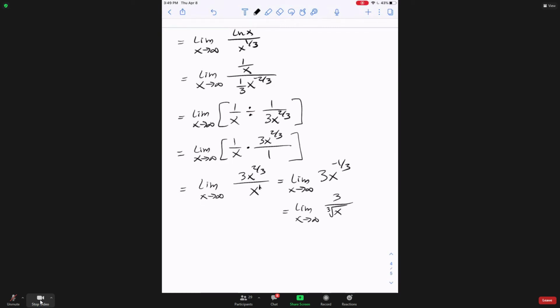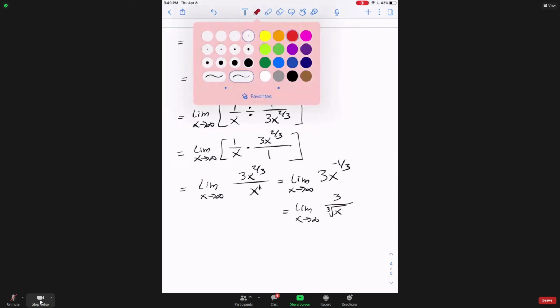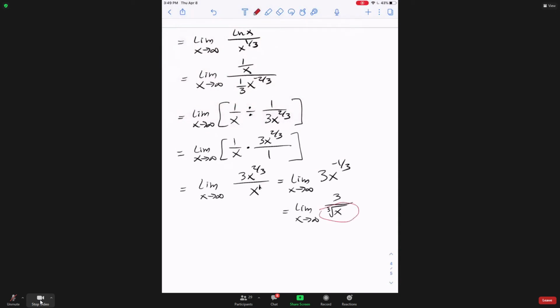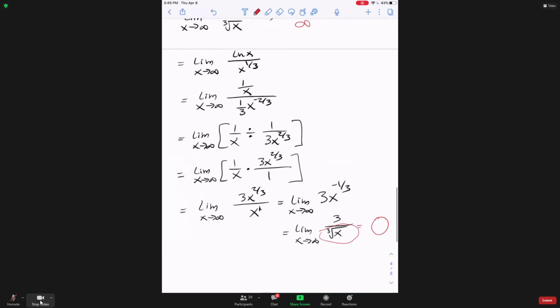Now we're ready to take the limit as x goes to infinity. As x gets really, really large without bound, the denominator is going to go towards infinity. So what's 3 divided by a really huge number? 0. Yes, that's it. After all that work, we got the answer 0.